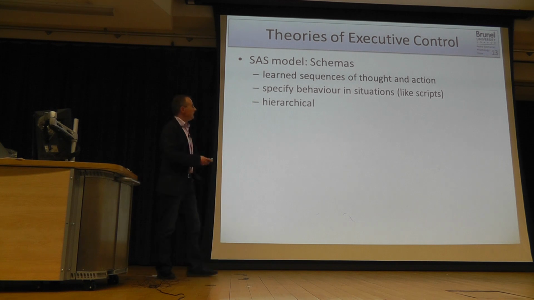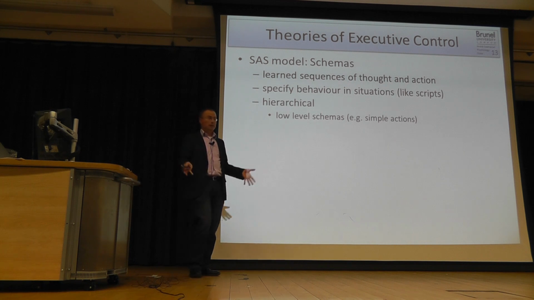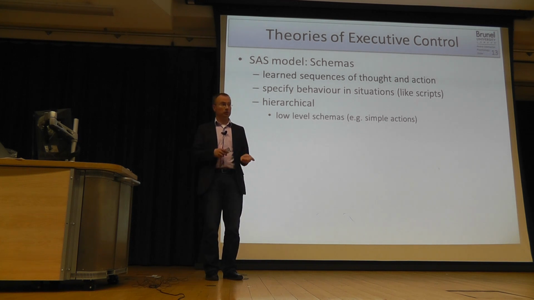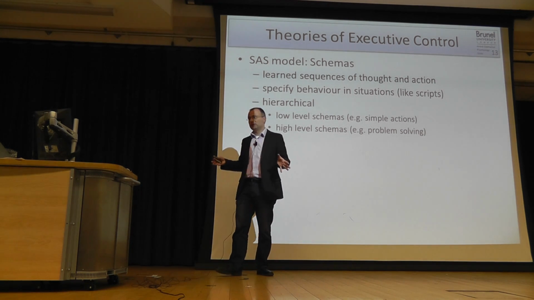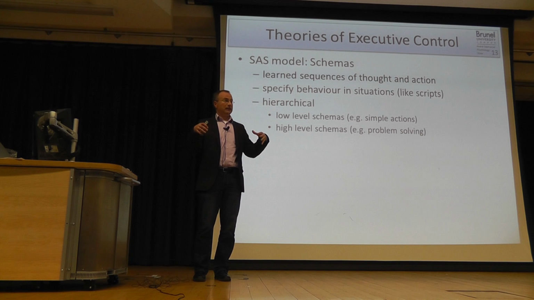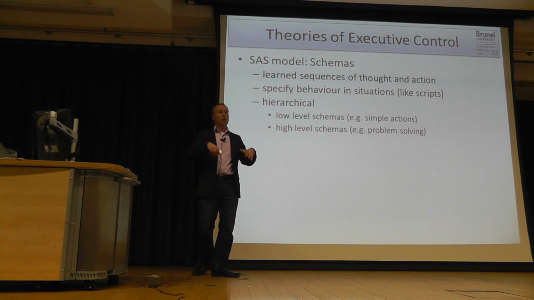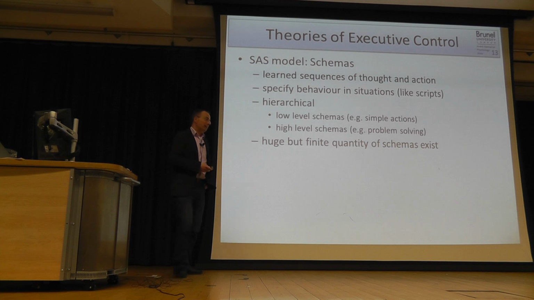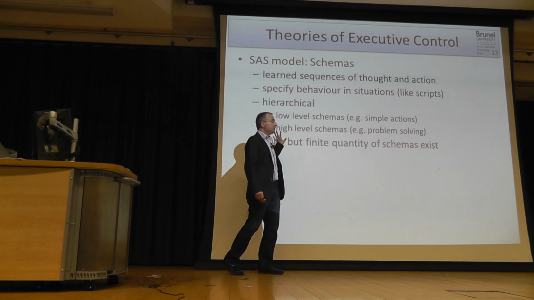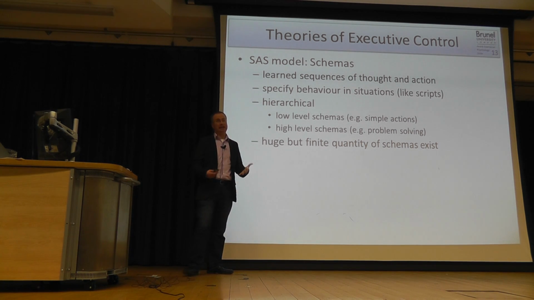And they propose that schemas are organized hierarchically. So we may have very low-level schemas, for instance, very simple actions. We may have a schema for peeling potatoes. And there are high-level schemas, which are more complex. It may be, for instance, preparing a complete potato gratin or complex dish, or they may go up to complex things like problem solving. In addition, they propose that there is a huge quantity of schemas. However, it's finite. It's not endless, infinite.